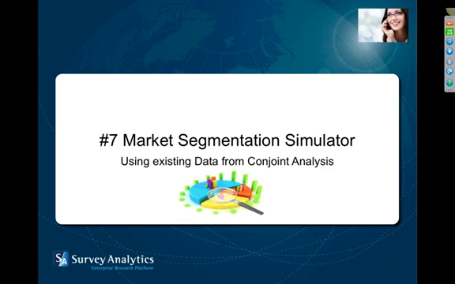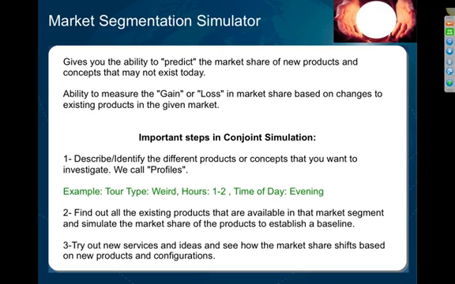So for number 7 here, we're going to show you the market segmentation simulator. What this does is allow you to use the existing data from our conjoint analysis. Basically, with our tool, we include a market simulator. This will give you the ability to predict the market share of new products and concepts that may not exist today. It also will allow you to measure the gain or loss in market share based on changes to existing products in a given market.